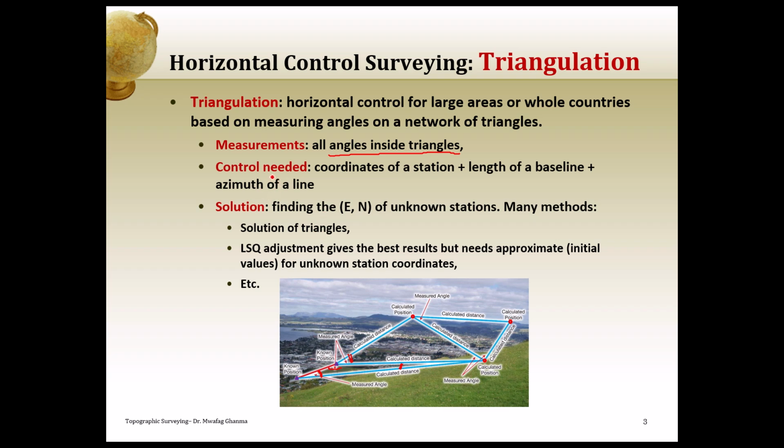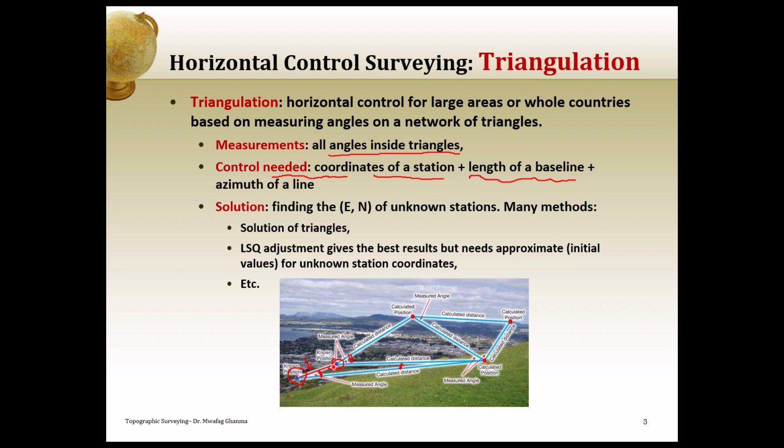Now the control needed: from these angles we have to calculate the distances, and then from the distances we calculate the coordinates, easting and northing. So we have to start with a certain distance. Although we do not measure any distances, we have to have a measured distance, which we call the baseline. There is a baseline whose length we have to measure, and we have to start from a control station.